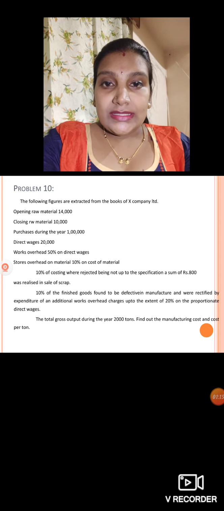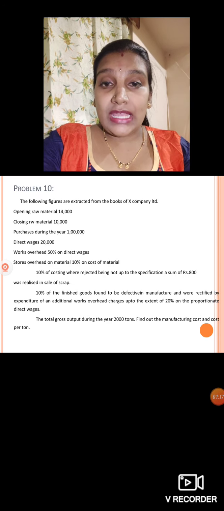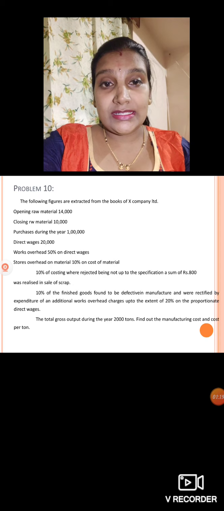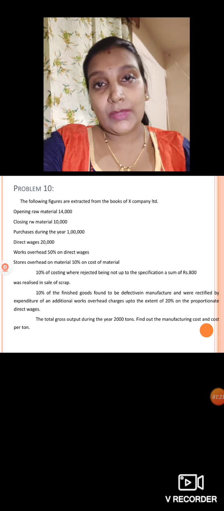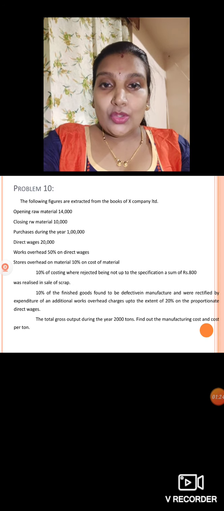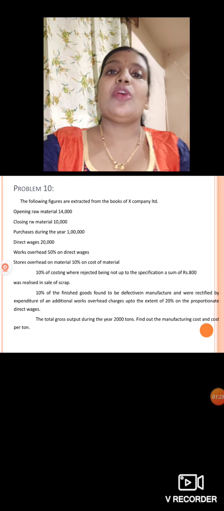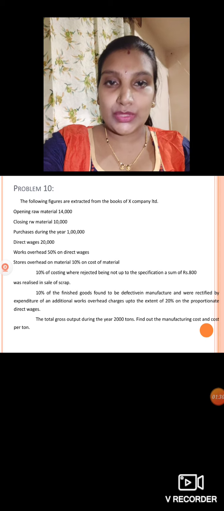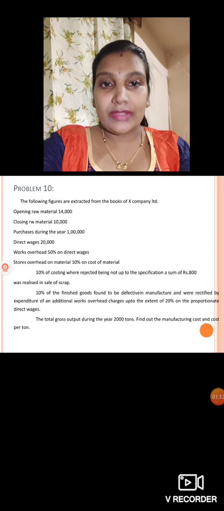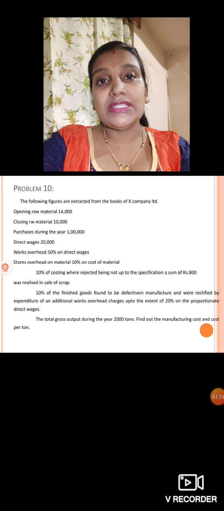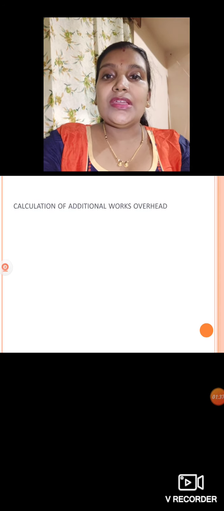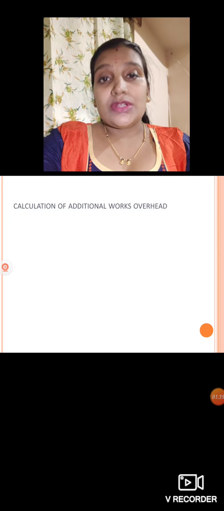Then works overhead charges, on that you should calculate the additional works overhead charges, it is 20% on proportionate direct wages. Then total gross output during the year is 2000 tons, meaning for the year they have produced 2000 tons. You have to calculate manufacturing cost or cost per ton here. So first we'll calculate additional works overhead.